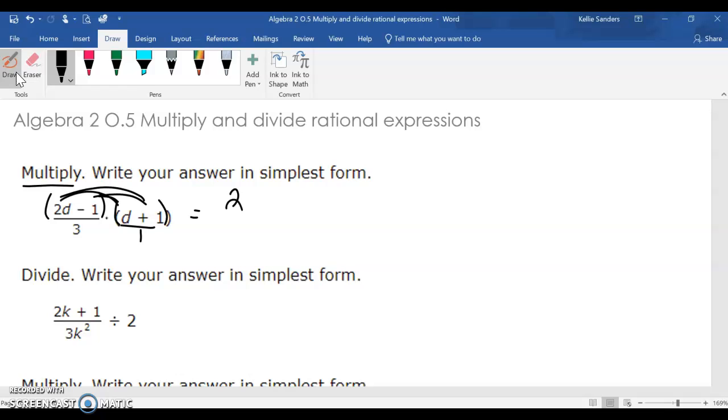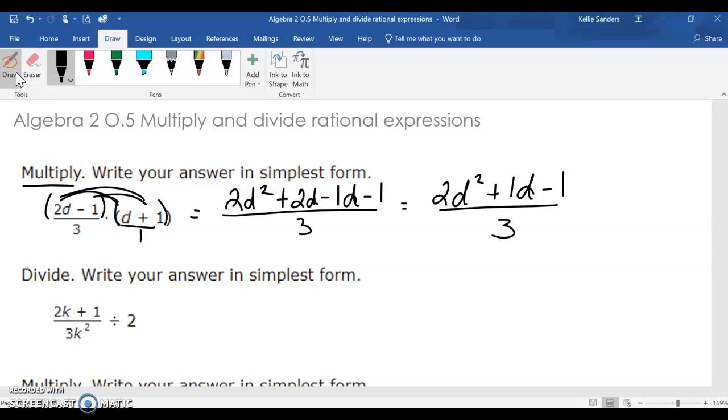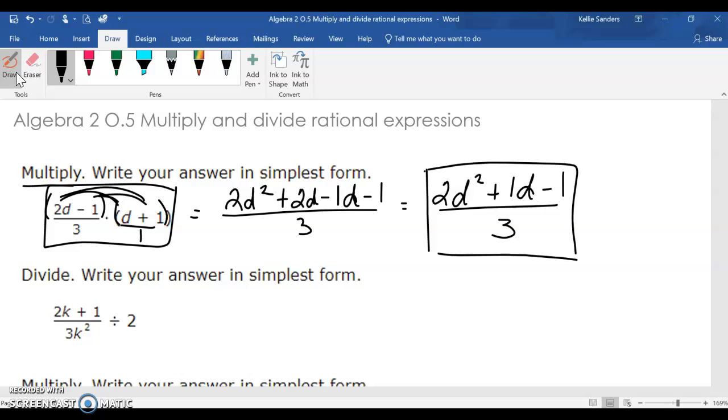2d times d is 2d squared. 2d times 1 is 2d. Negative 1 times d is negative 1d. Negative 1 times positive 1 is negative 1. All over bottom times bottom is 3. We're going to put our like terms together. Leave the 3 on bottom. There wasn't anything that I could cancel out here like we did in 04, so I had to distribute everything out and get this answer.